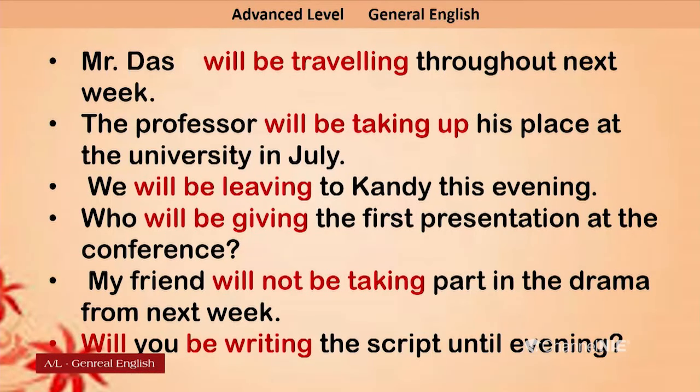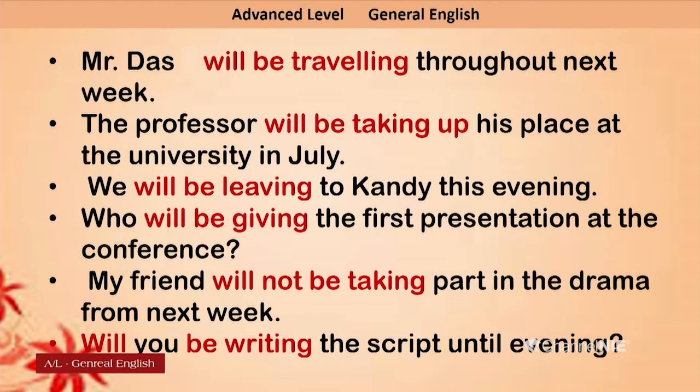Mr. Das will be traveling throughout next week. Because he is busy throughout the week, he has to travel. Mr. Das will be traveling throughout next week. Next one, the professor will be taking up his place at the university in July. So, the specific time is in July. And then will be taking up, right? Taking up together, you have to take. Will be taking up is the verb in this sentence, and it is future continuous tense.